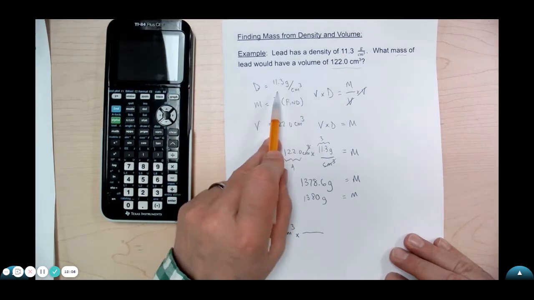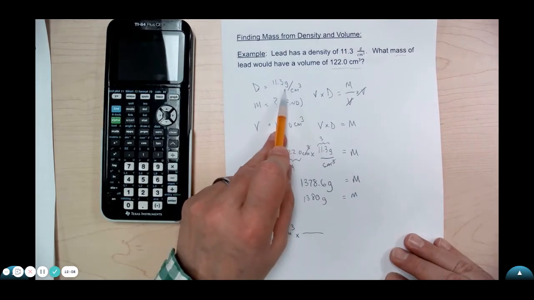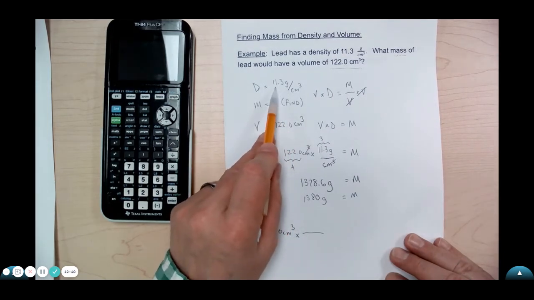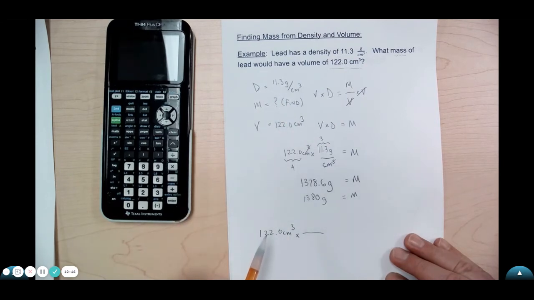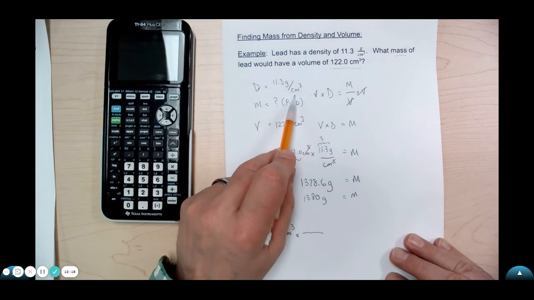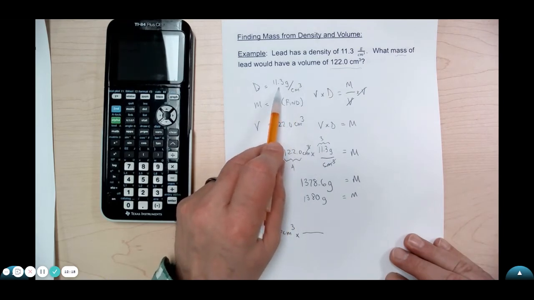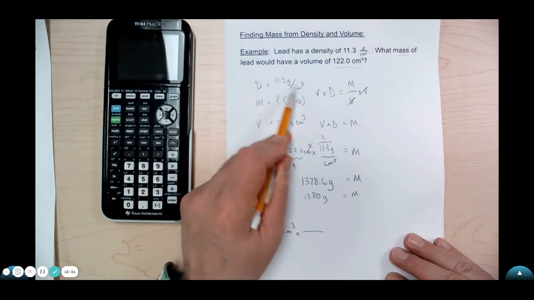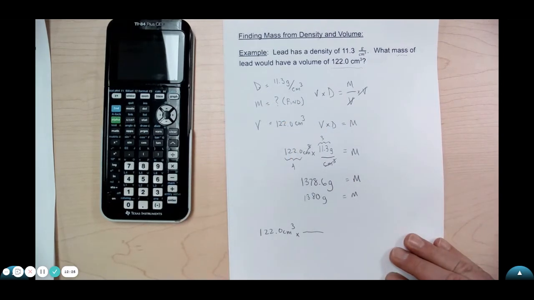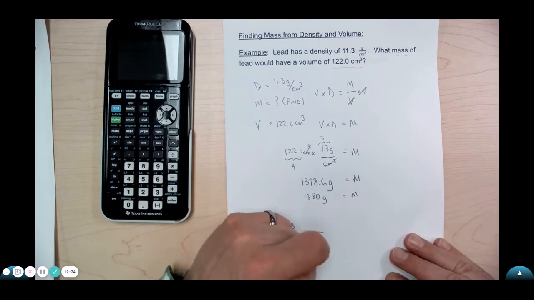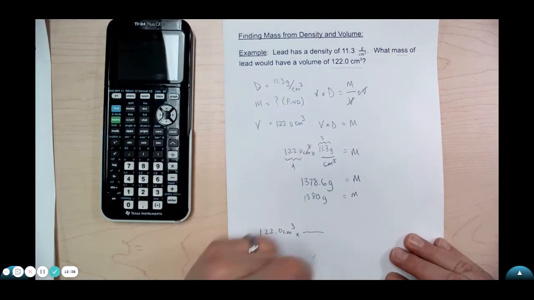So I could kind of think about this conversion factor in one of two ways. I could say there's 11.3 grams of lead for every cubic centimeter of lead, or I could say for every cubic centimeter of lead, there's 11.3 grams of lead. So I can multiply by this density, but I can flip it based on what I want to do with it. Now, I want to get rid of cubic centimeters. So I want to have cubic centimeters down here as a unit. So I'm going to put the cubic centimeter part of the density at the bottom.